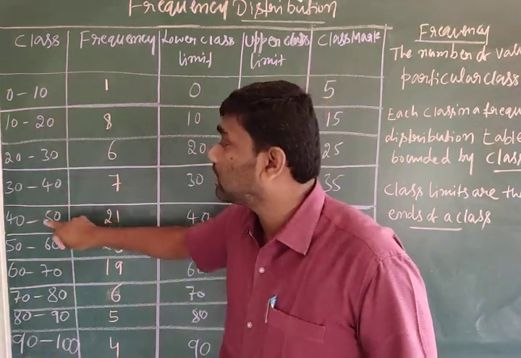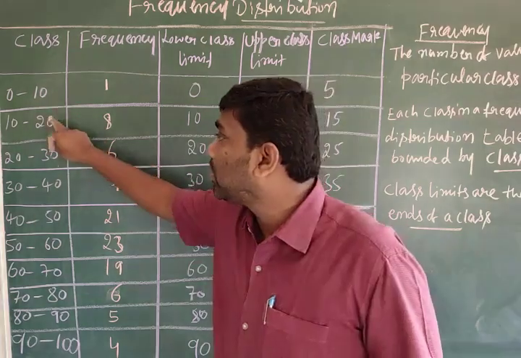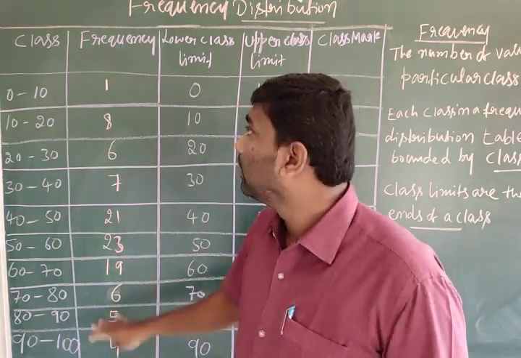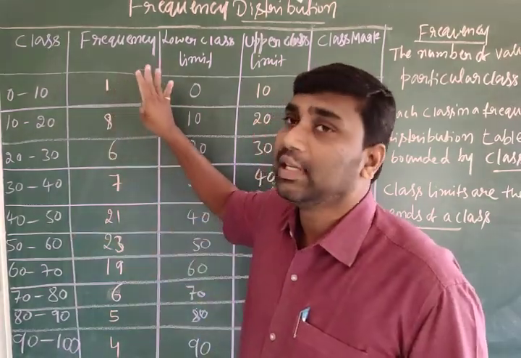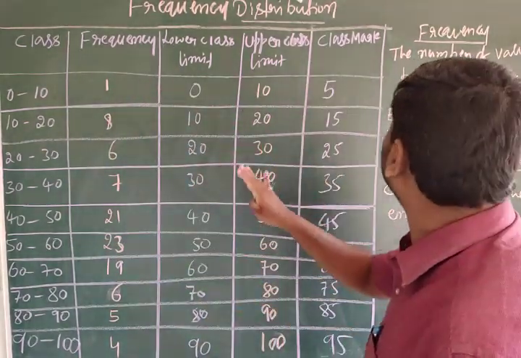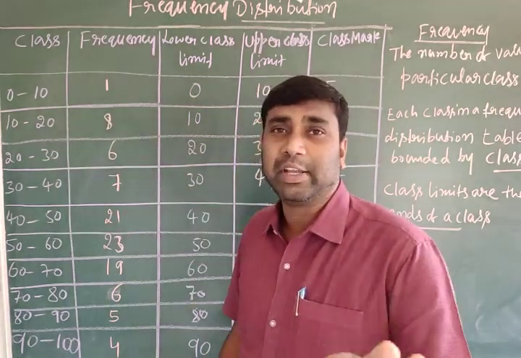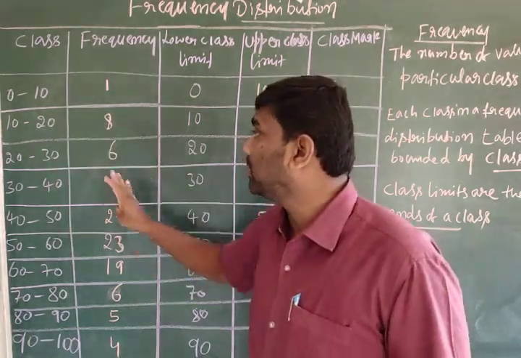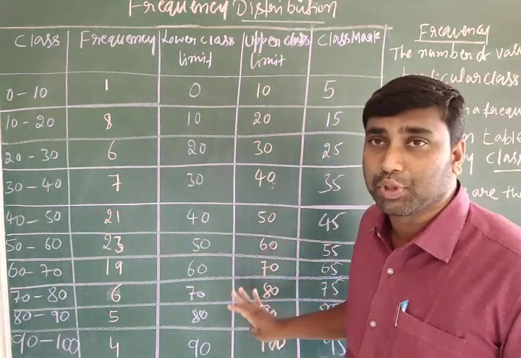These are called classes. In last class only I explained that these are called classes. These are called frequencies. Frequency is nothing but the number of values in a particular class. So this is frequency distribution.